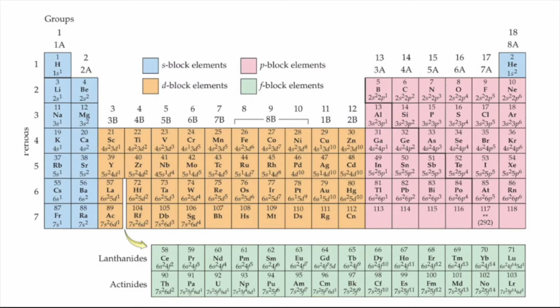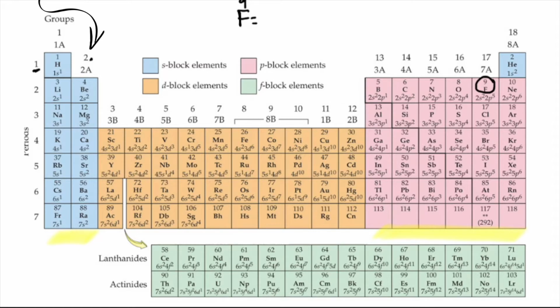So we know that the blue is the S, the pink is the P, orange is the D, and the green is the F. So for example, if you want to do fluorine, fluorine is here. So it has atomic number 9. So what you would do, you know that this is the energy level. So you would have 1s2 because helium is supposed to be here.